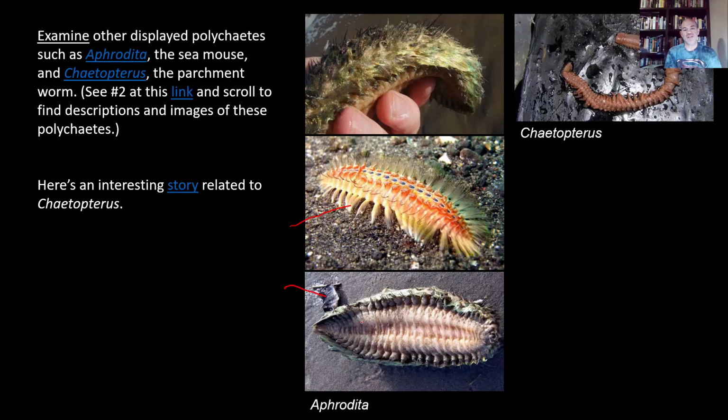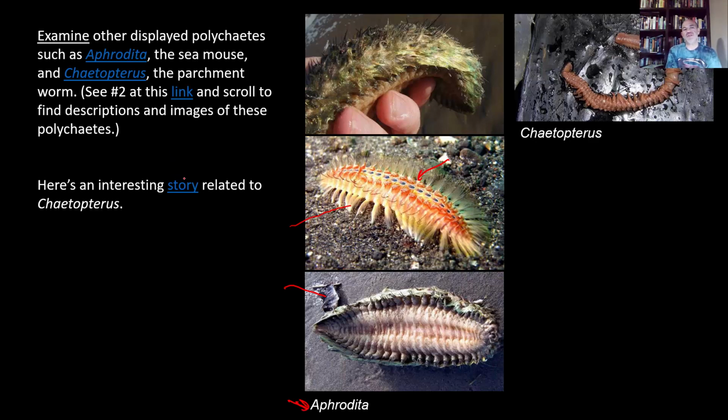This is what one looks like on its ventral side, and this is the dorsal or the back side of it. And then, the genus for the sea mouse is Aphrodita, and there's a link where you can access these images, and then there's the genus there italicized. And then Chaetopterus is Chaetopterus. This is called a parchment worm because they produce this envelope-like material that they secrete, and the worm is inside of there. So it's kind of like a parchment or an envelope type of covering there.